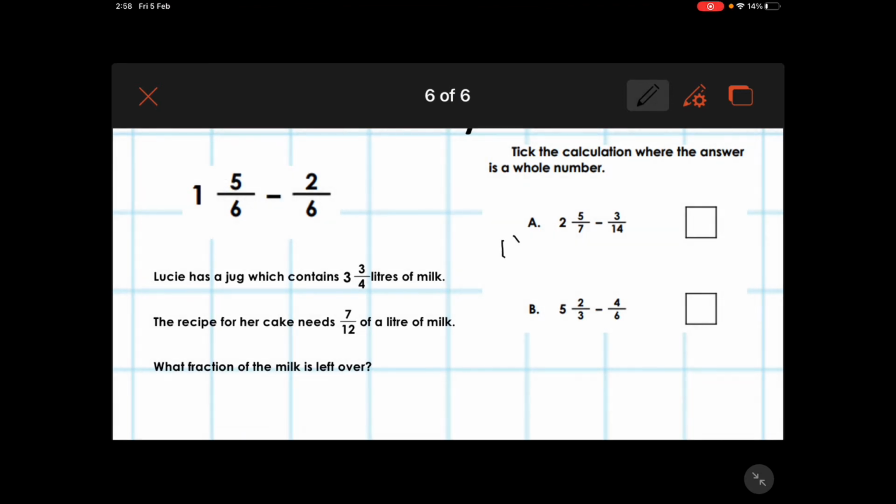19 is my numerator and 7 is my denominator, and I am subtracting 3/14. Give them both a common denominator of 14. What did I do to 7 to get to 14? I multiplied it by 2, so I must do the same to the top. 19 times 2 is 38. And then the next fraction can be expressed as it already is.